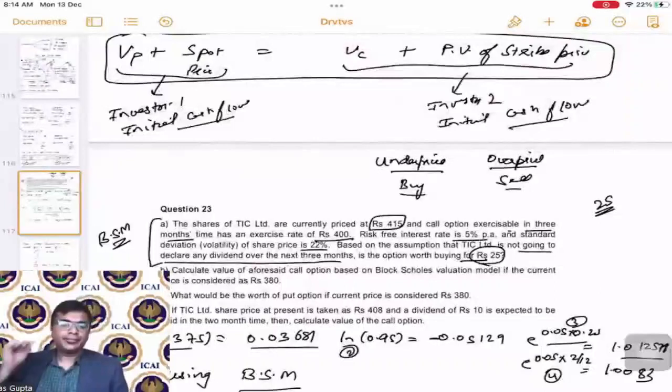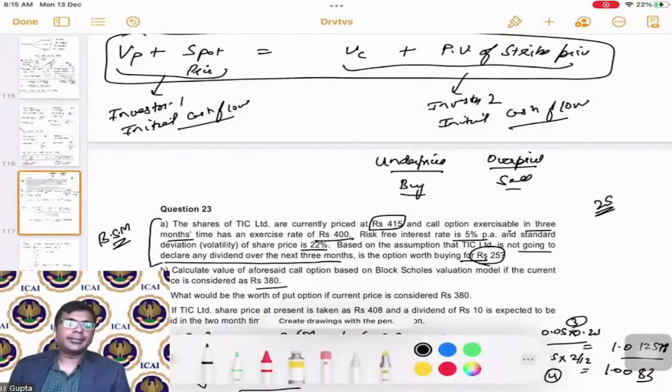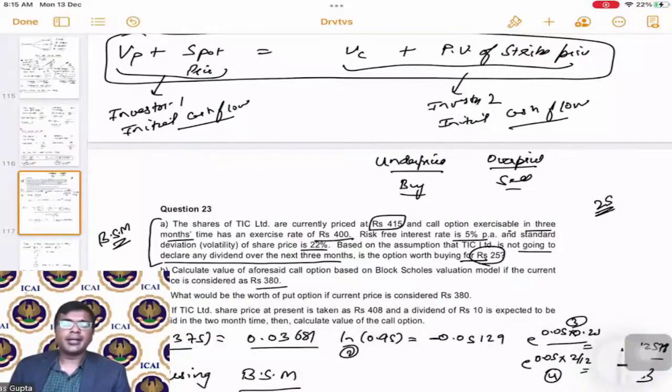A part is done. Now B part: calculate the value of the aforesaid call option based on the Black-Scholes valuation model if the current price is considered as 380. Now this is another part where they are asking us to calculate with the current price instead of 415.